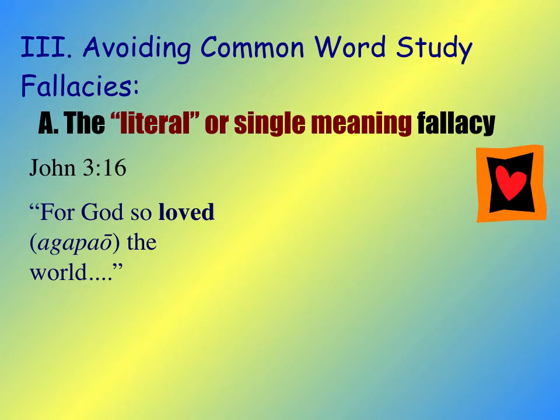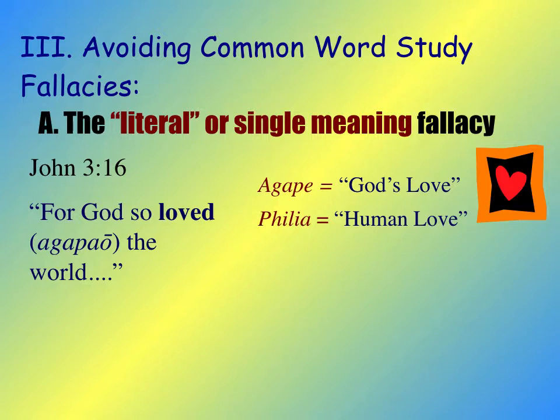John 3:16, for God so loved the world. We've probably all heard the word agape, that's the verb form, agapao. The word agape means God's kind of love, and philia means human love, and then eros means lust or sexually driven love. Well, actually this is wrong. For one thing, the word eros doesn't appear anywhere in the New Testament or in the Greek Old Testament. And agape and philia don't necessarily mean God's love and human love, respectively.